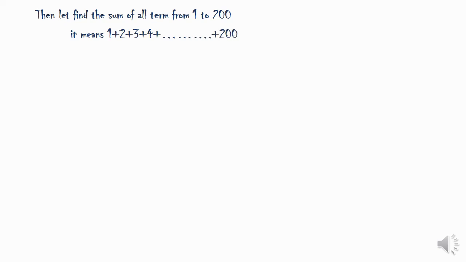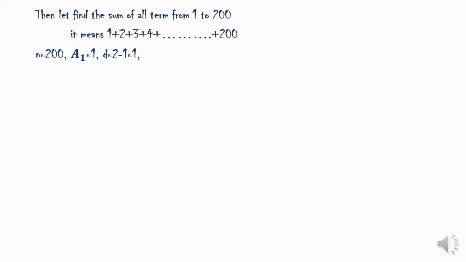Let's continue. Let's find the sum of all terms from 1 to 200. It means first 1 plus 2 plus 3 plus 4 plus up to 200. It means all terms without discrimination. So n is equal to 200. Terms zetu ziko 200 kwa sababu utaanza term ya kwanza, first term, second term up to 200 terms. The first term, as you see there, is 1.